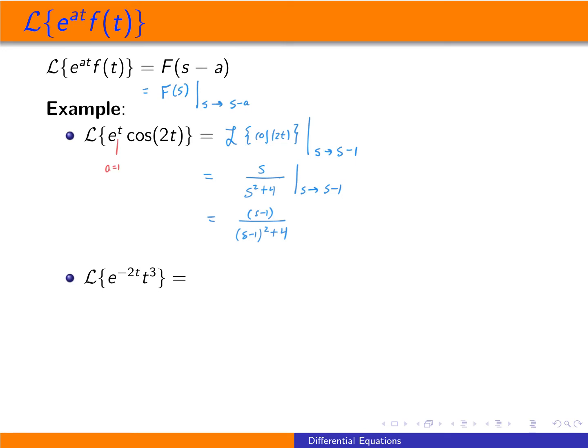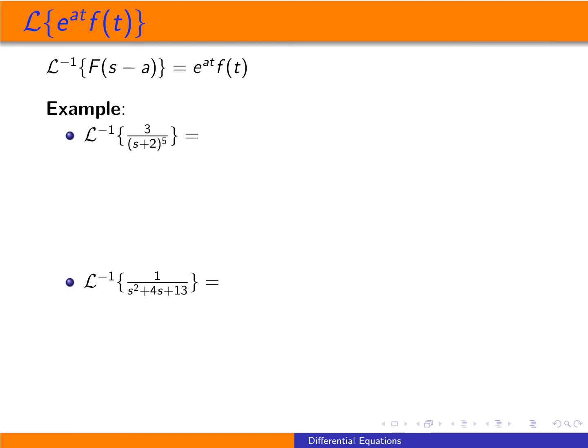And we can do the same thing with many other choices for a function f. So for example, here we have a equals minus 2 and little f being t cubed. So this would be the Laplace transform of t cubed, where the s is going to become an s minus a minus, so that would be an s plus 2. The Laplace transform of t cubed is 3 factorial over s to the 4th. And if we make that s an s plus 2, we have the desired Laplace transform.